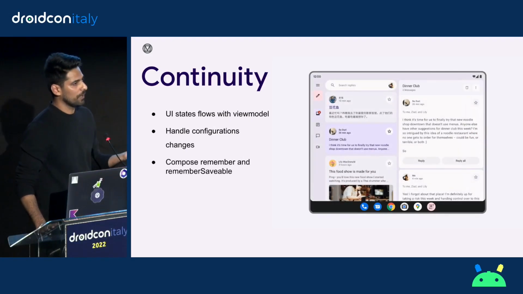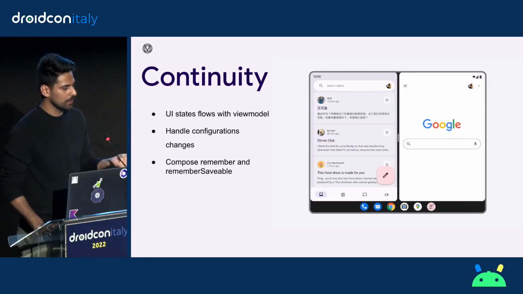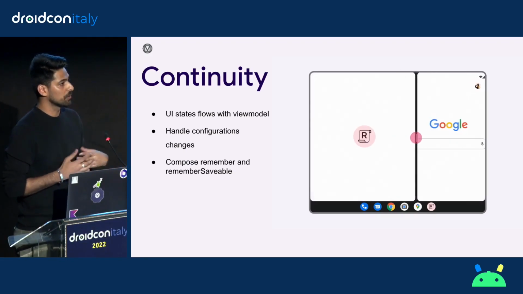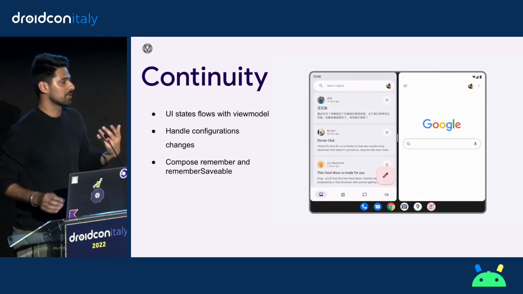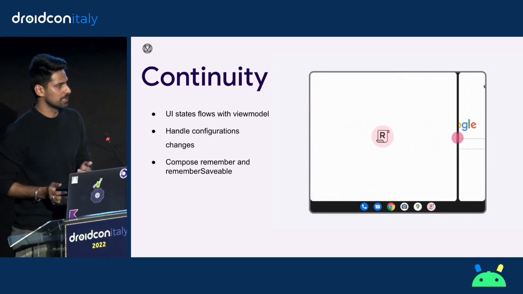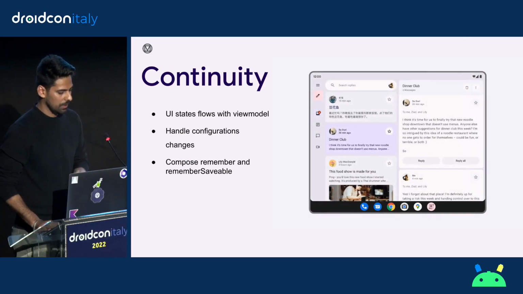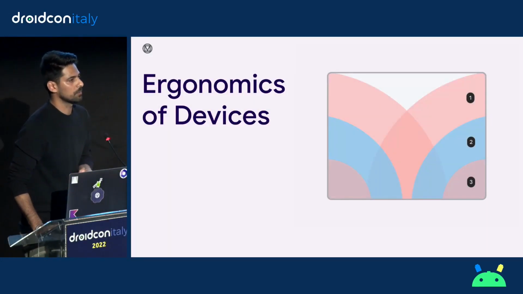Compose also provides a couple of APIs like remember and rememberSaveable, which can help you persist some of the information, like scroll position and everything, whenever the user is changing the device state. We can further improve user experience by providing ergonomics for the device.